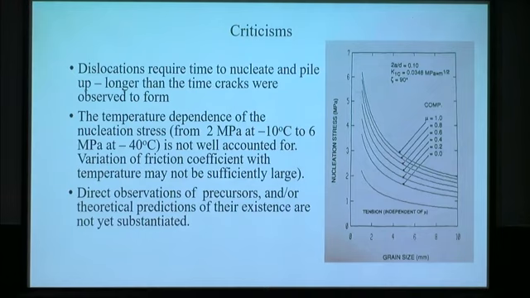If you look at the data that I showed you earlier, the nucleation stress for ice close to freezing temperature is something like maybe 2, and at minus 40 degrees Celsius, maybe something like 6. It's 3 times. But the elastic constants of ice did not change 3 times over that temperature drop. So there's some issue regarding the temperature dependence of the nucleation stress, and how do we model this dependence.